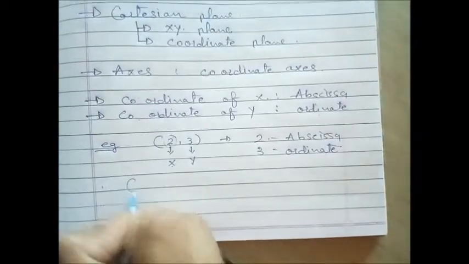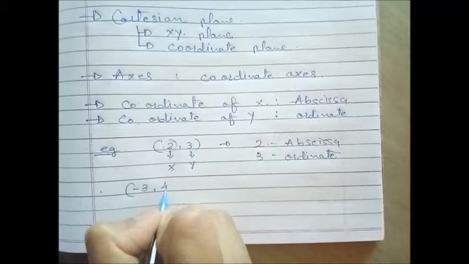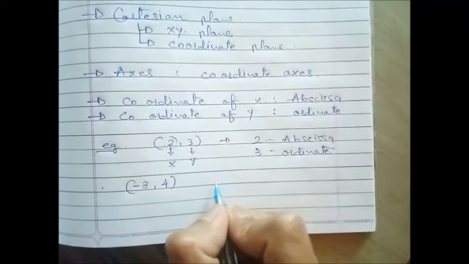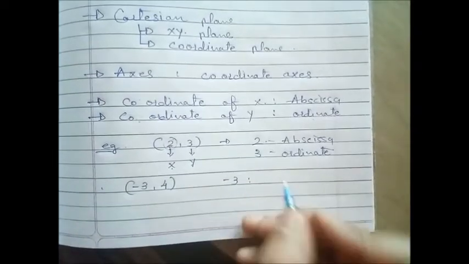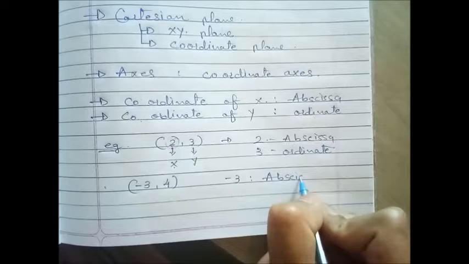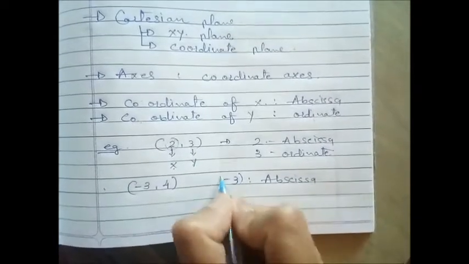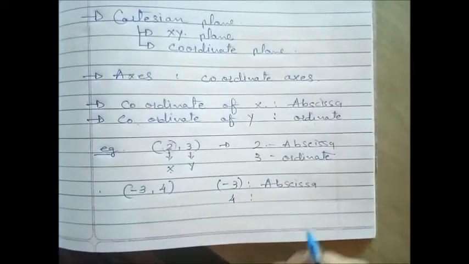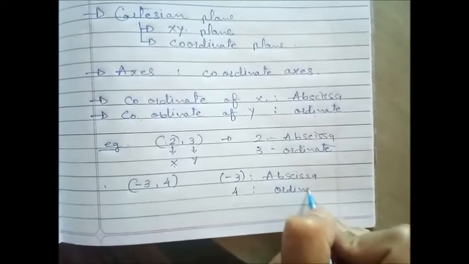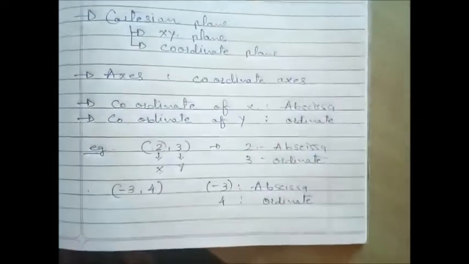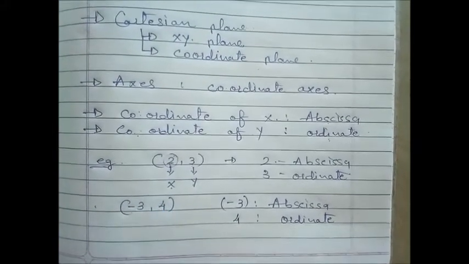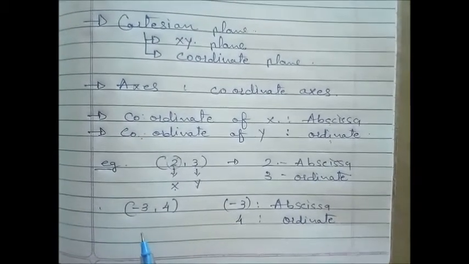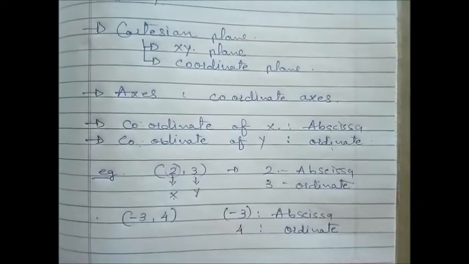Another example, if I give -3 and 4, so for this, what is -3? -3 is our x coordinate, that is known as abscissa, and 4, what is 4? It is our y coordinate, that is known as ordinate, right? If I ask what is the ordinate in this -3 and 4, so 4 is the ordinate. If I say what is the abscissa in this, so you can say that -3 is the abscissa, right?